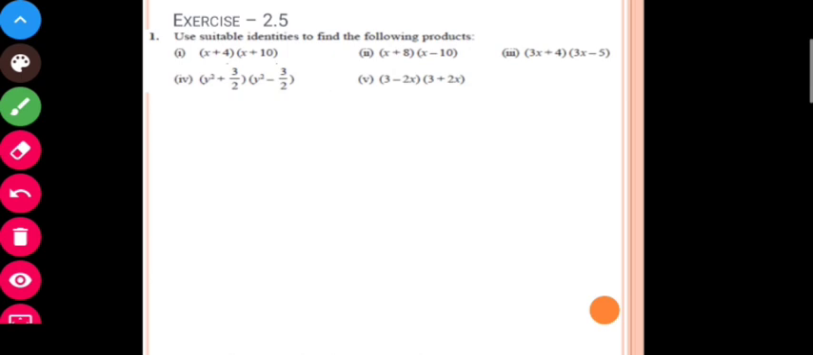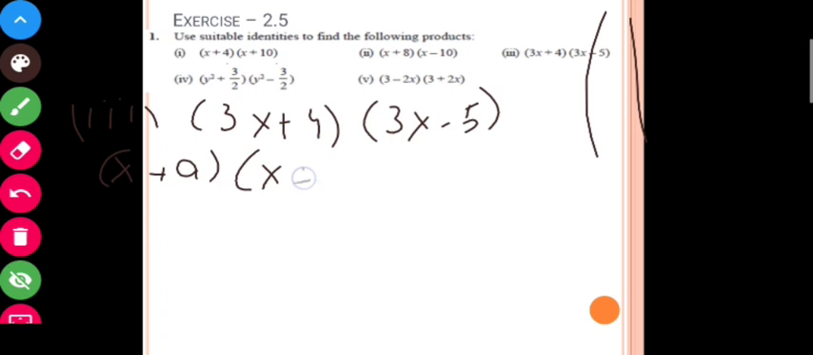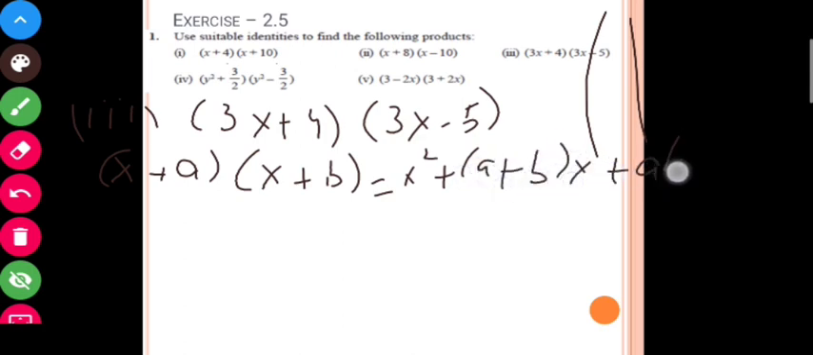Here let us practice part number 2. Any part, let me take part number 3 here. Okay, so I will do it for you. Very simple part. Here it is written 3x plus 4 into 3x minus 5. Students, you can also see here that 3x is common here. So again I am using the identity x plus a into x plus b, that is x square plus a plus b x plus ab, right?